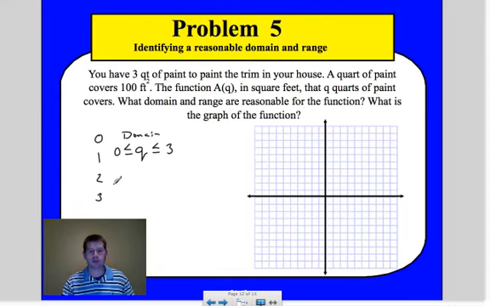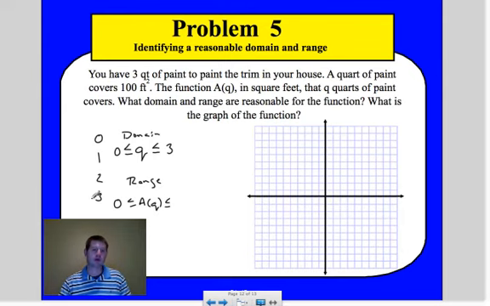Okay, so what's our output? What's our range going to be? Well, if I use no paint, how many square feet can I paint? Obviously nothing. So our range, represented by A of q, is going to be greater than or equal to 0. I'm just using function notation for the square feet that I can cover. But it's got to be less than or equal to, if I use all 3 quarts of paint, 300 square feet. So that's my domain and range.